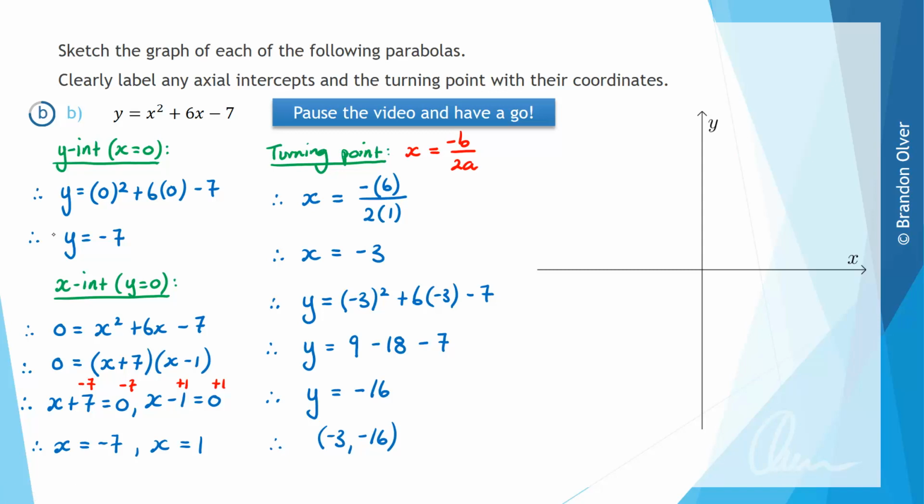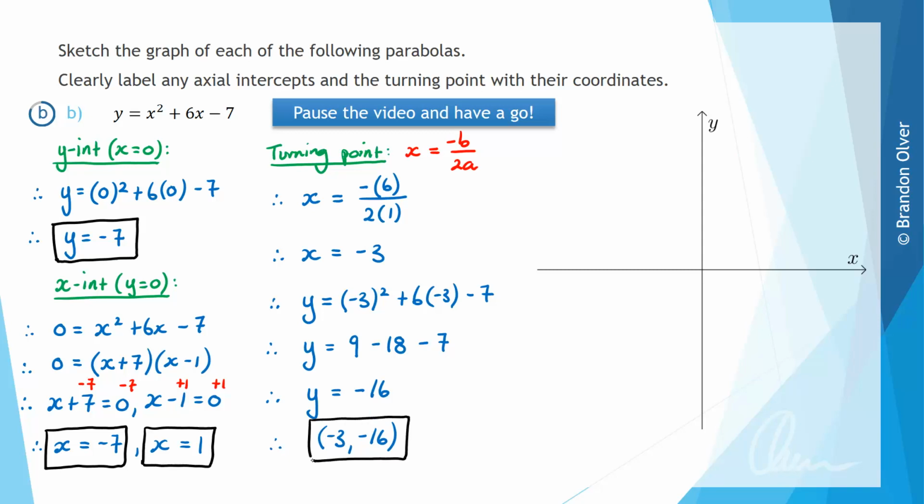So once again, we've found all the key features. So we know the y-intercept is at negative 7. We know we have an x-intercept at negative 7 and another x-intercept at 1. And we have a turning point that is at negative 3 comma negative 16. So for this one, I'm just going to try and sketch the parabola approximately where I think it is, and then label the points. So the parabola is going to look something like this.